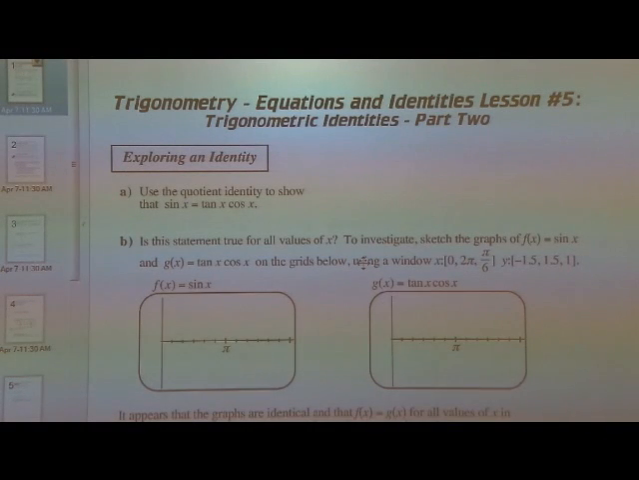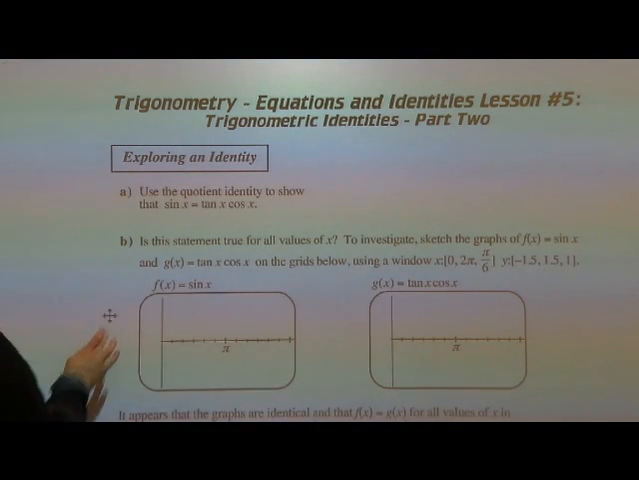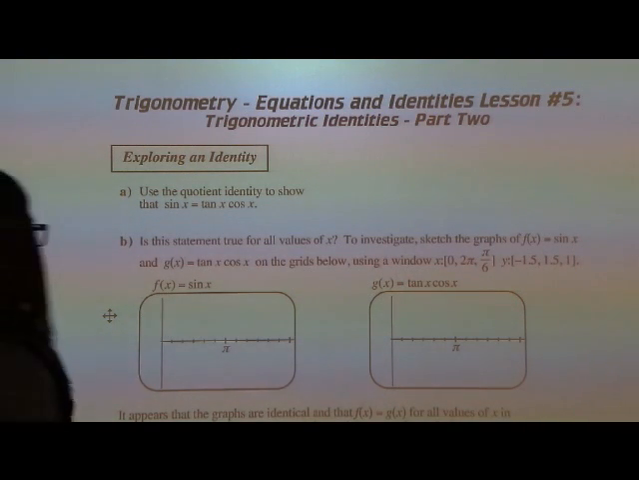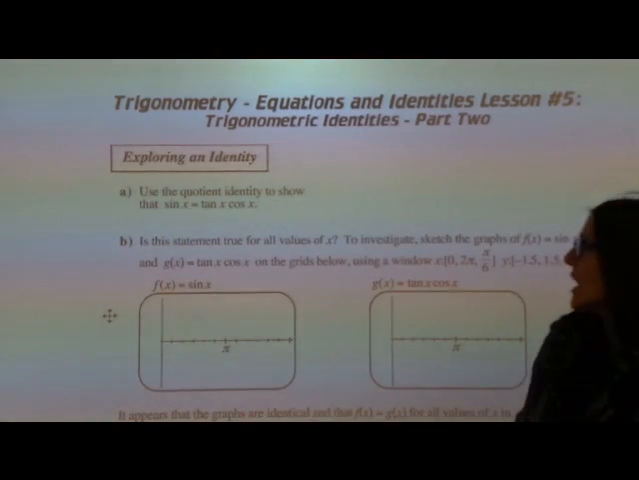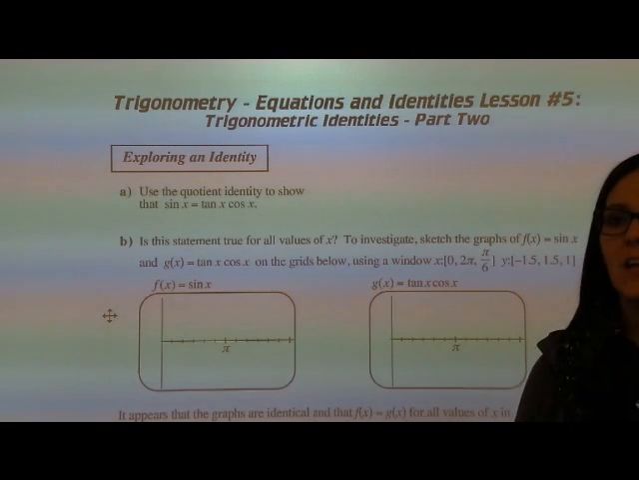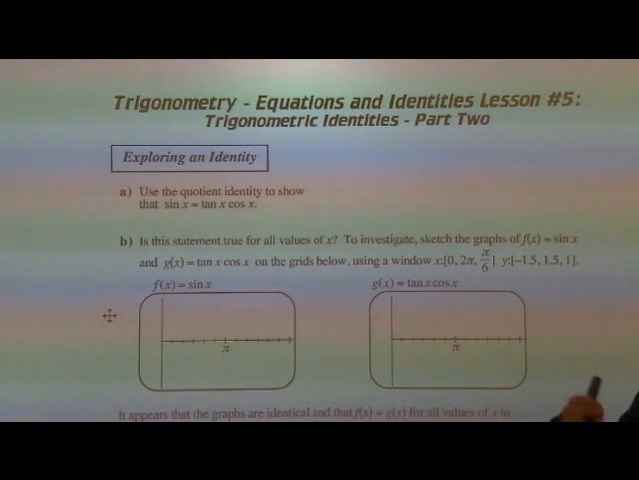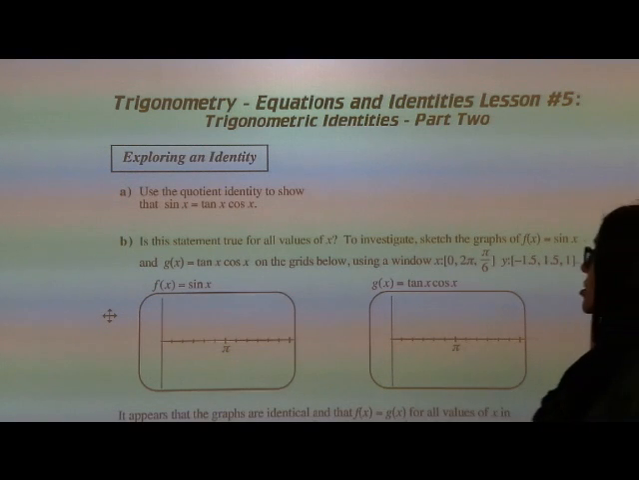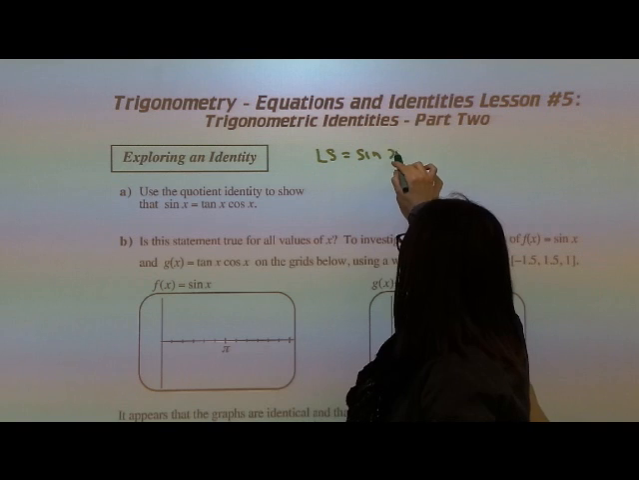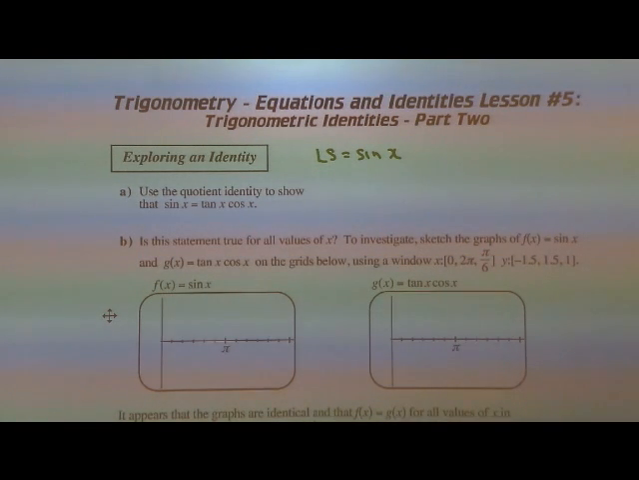Okay, lesson 5, trig identities. So we use the quotient identity to show that sine x equals tan x times cos x. The quotient identity is basically if I substitute in for tan x. So again, if I go back to the list of identities on my formula sheet, the left side of the equation equals sine x. It's about as simplified as it's going to get.